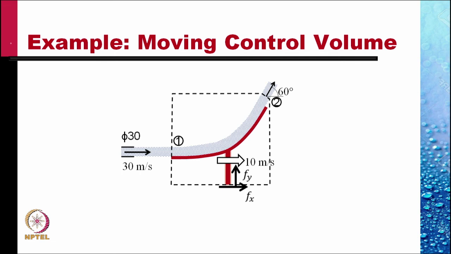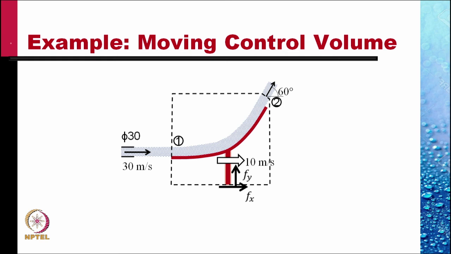Let's do another example, this time with a moving control volume. Let there be a curved vane on which the water enters horizontally tangent to it and leaves at an angle of 60 degrees after turning upwards. And let this vane be moving with a velocity of 10 meters per second to the right.